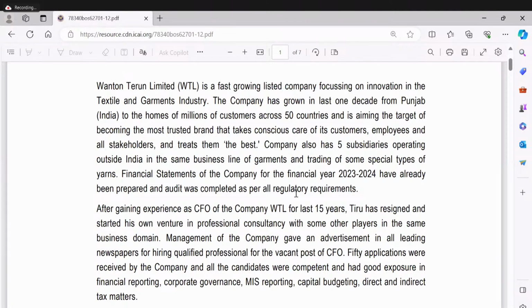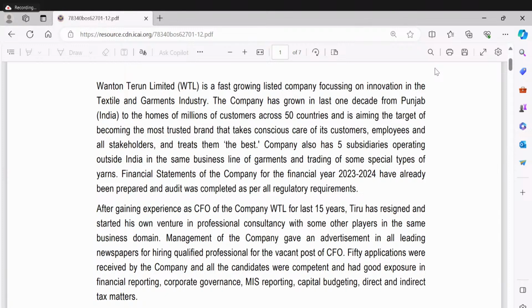And it is aiming the target of becoming the most trusted brand that takes conscious care of its customers, employees, and all stakeholders and treats them the best. Okay. So the company's aim is to become the most trusted brand. And how? By taking care of its employees, its customers, and all the other stakeholders, and treating them in the best possible manner, because they know that this is the key to success.